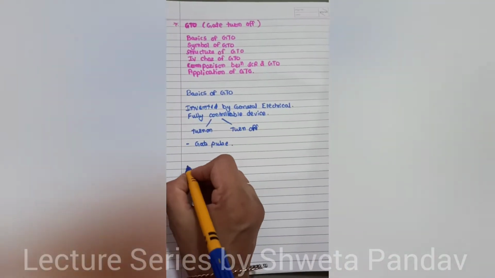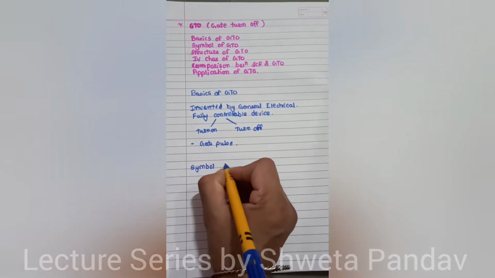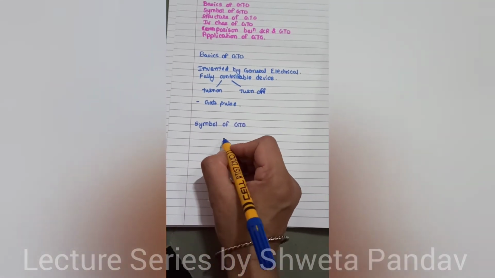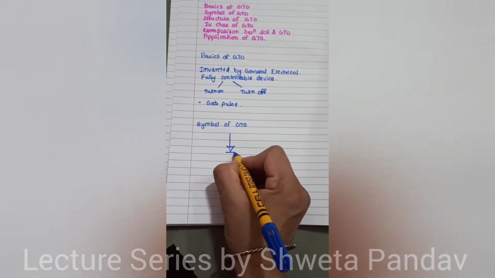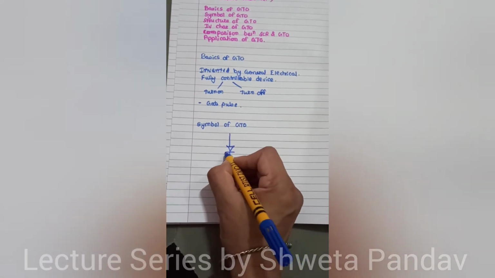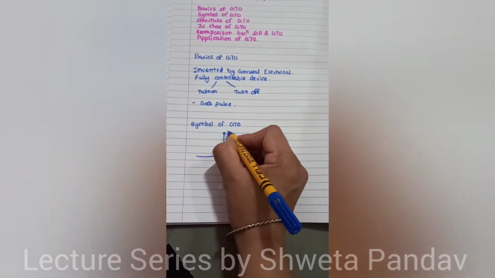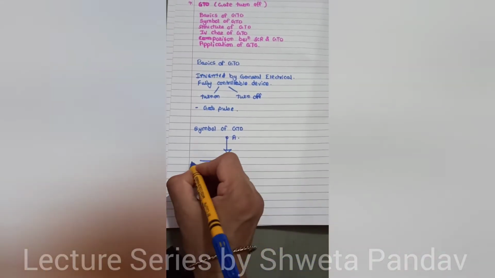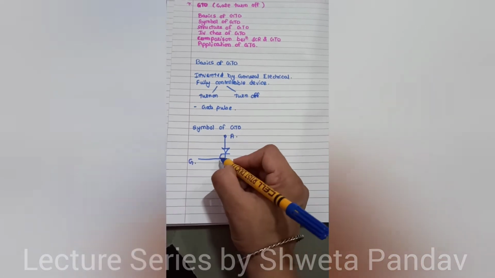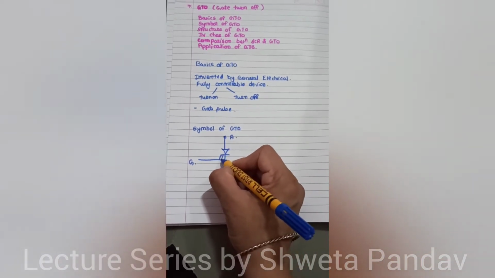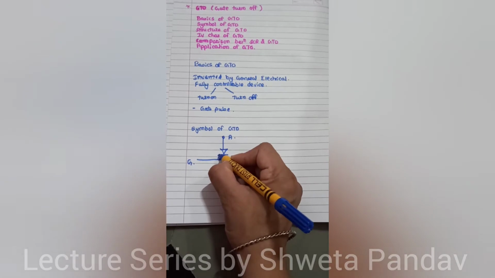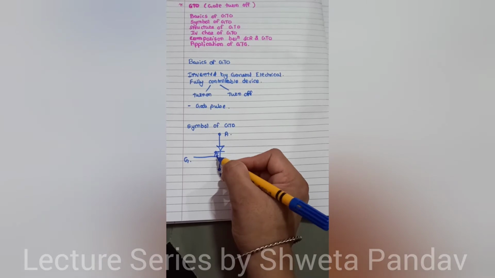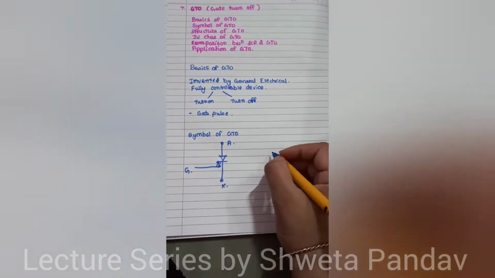Next point is symbol of GTO. In GTO we can apply the positive gate pulse as well as negative gate pulse. This is the symbol of SCR, where this terminal is anode, this terminal is cathode and this terminal is gate. In GTO there is only one difference. The gate signal can be positive as well as negative, so we can apply positive gate pulse as well as negative gate pulse.